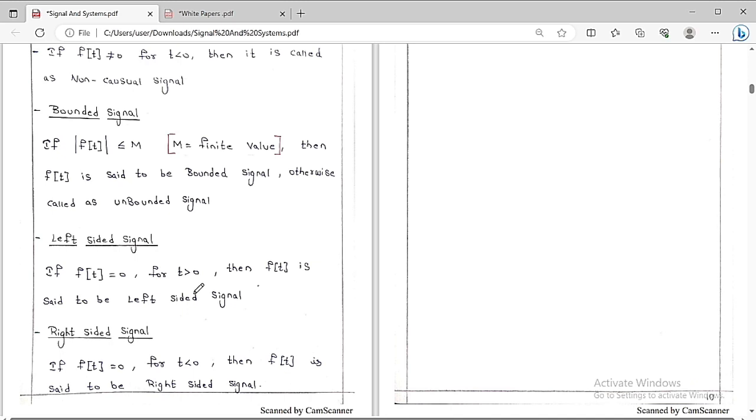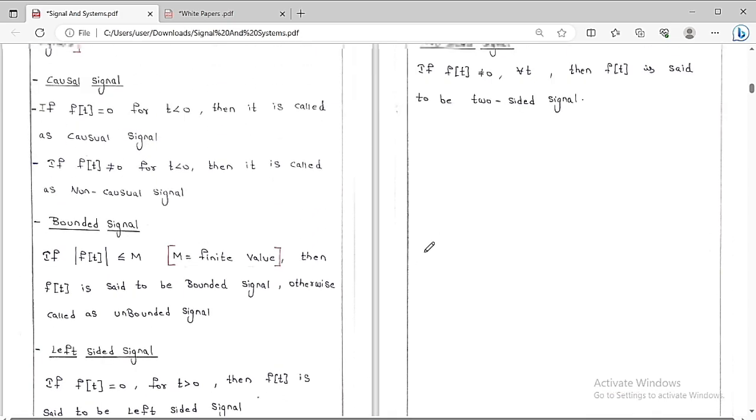So finally, a left-sided signal means f of t is equal to 0 for t greater than 0, and a right-sided signal means if f of t is equal to 0 for t less than 0, then we say it is a right-sided signal. So these things you always have to keep in your mind.